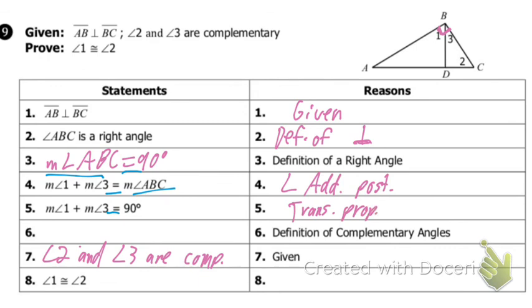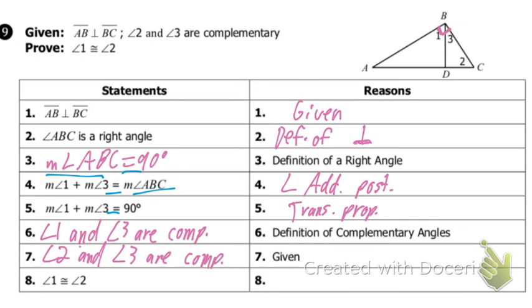Now from 5 to 6, my reasoning was definition of complementary angles. So if I started out with math, what might I go to? Words. If I started out with math, it's probably going to go to words. So what might I say about angle 1 and angle 3? Angle 1 and angle 3 are what? Complementary. If they add to 90, does that mean they're complementary? Yeah. So the definition is.